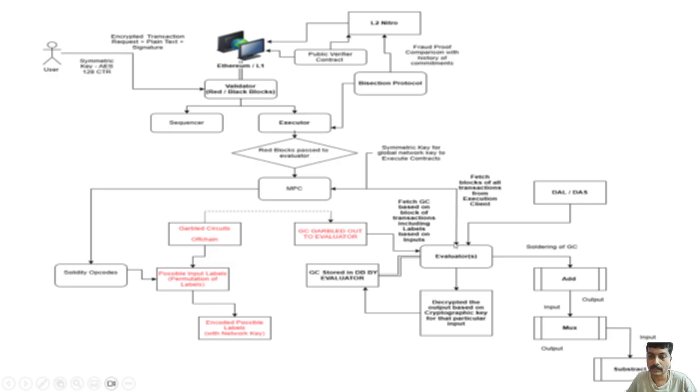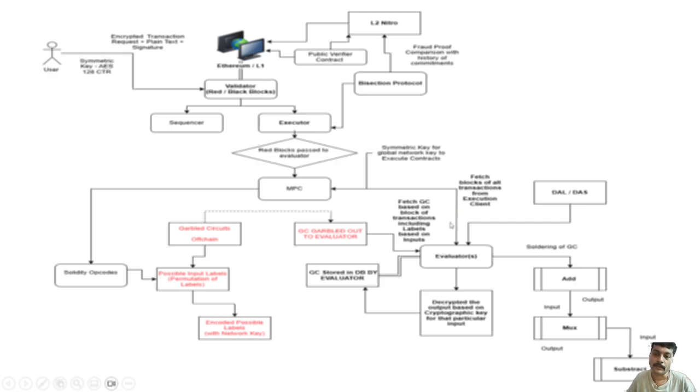Before the evaluator executes those transactions, the garbled circuit has to be stored in the evaluator's database, in the evaluator's environment, and that's why it is stored in the DB. Based on the opcodes that they get from the blocks, that is from the executor, the circuit is taken from the database and executed. Based on the network keys and the keys that they have, the secret shares are distributed between the evaluators here.